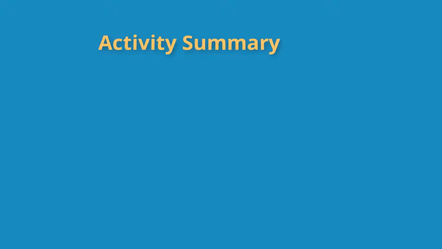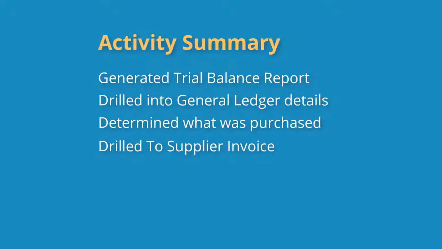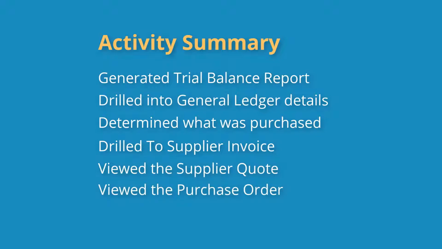So let's summarize what we just did with just a few mouse clicks. We started at the trial balance report, drilled into the general ledger details for the activity for one account, found a description of what we purchased, drilled to and viewed the supplier invoice, the quote from the supplier, our purchase order issued to the supplier based on that quote, and the receiving form, telling us that our asset was successfully installed. And all these documents in FOURA are linked together through an efficient series of integrated processes.